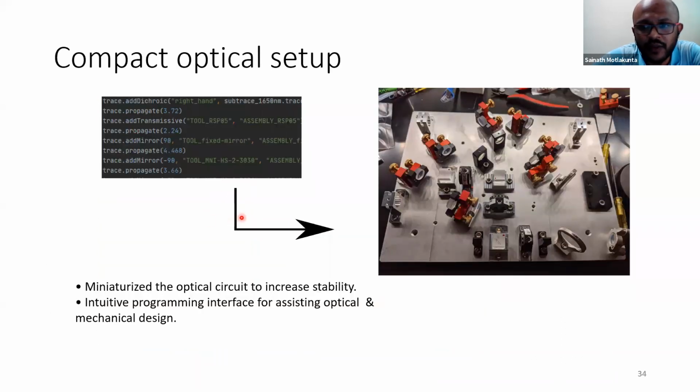So before concluding on the blade trap part, I would like to quickly highlight another effort that we are doing for the blade trap, which is to produce a compact optical setup. So the idea is to miniaturize the optical circuit by using a CNC machined block instead of the traditional approach where you use pedestals and forks. This would improve stability and also ease of building such optics.